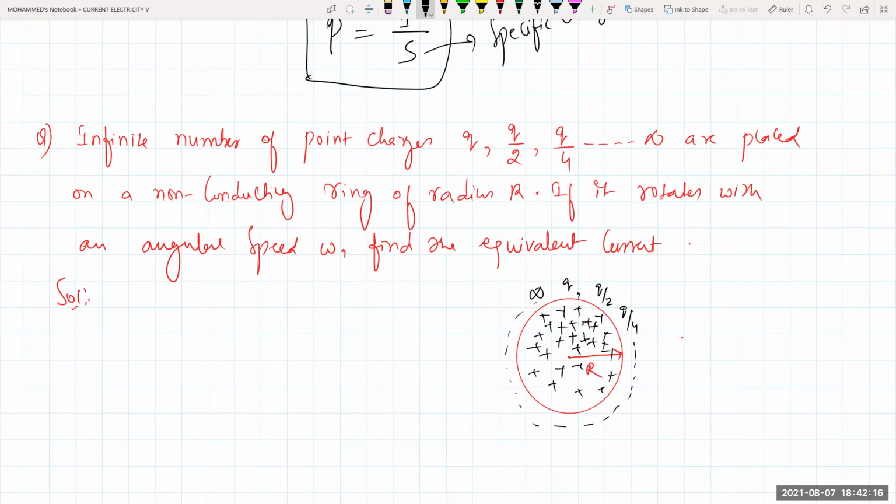So this is non-conducting. Non-conducting means throughout the body, whereas conducting means only on the surface. So as it is non-conducting, the charge is present throughout the body. So you can remove this one right now.